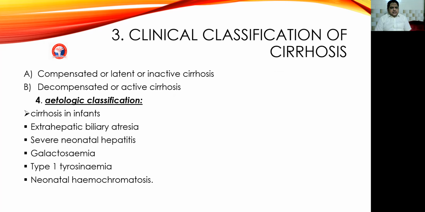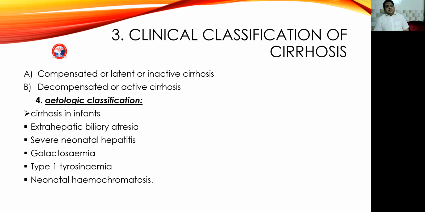In compensated cirrhosis, there are no clinical features suggestive of liver failure or cirrhosis. The patient looks normal. He doesn't come for any medical treatment. The next stage is when the liver becomes decompensated. It cannot compensate anymore. So the patient becomes clinically active. Now he is having all the features of cirrhosis, jaundice, and liver failure. This is where he comes to the hospital for treatment.